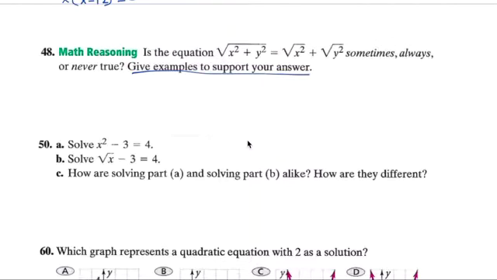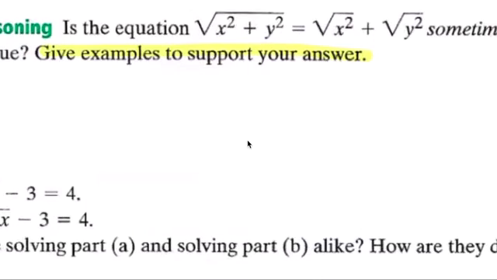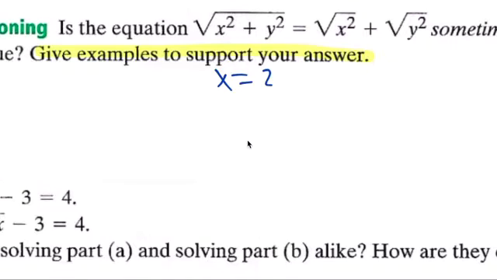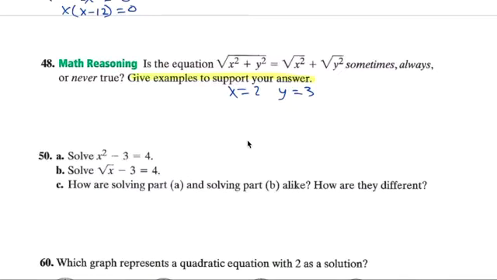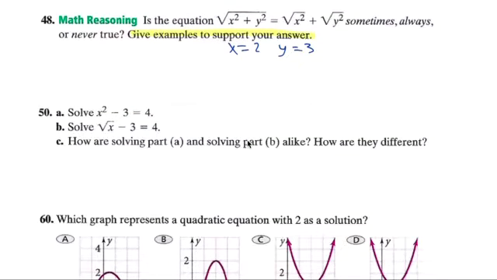Give an example to support your answer. That means give any number for x and y. So let's say x is 2 and y is 3. See if it's true. Okay, see which one works, which one doesn't, to support your answer. Give some numbers. Solve it.